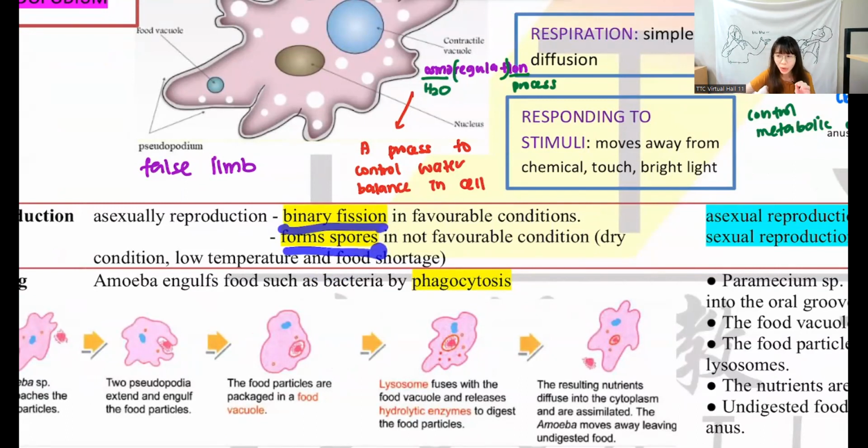Forming spore, it means that they will have mushrooms. You know mushroom, how do they reproduce? They will form spores. This is spore formation. Binary fission is only in favorable conditions.